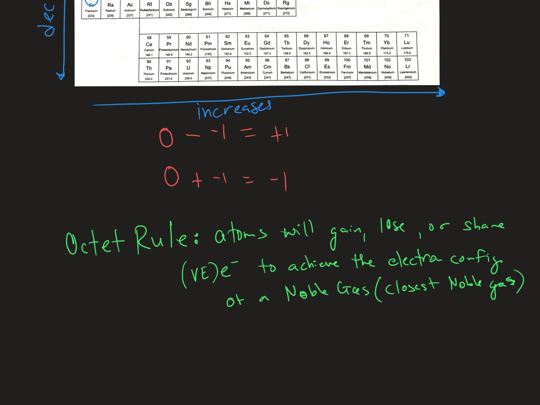So when you talk about sharing, would that be like a covalent bond? Yes. And gaining or losing, that's an ionic bond. Perfect. And we'll get into that next unit. Any questions?